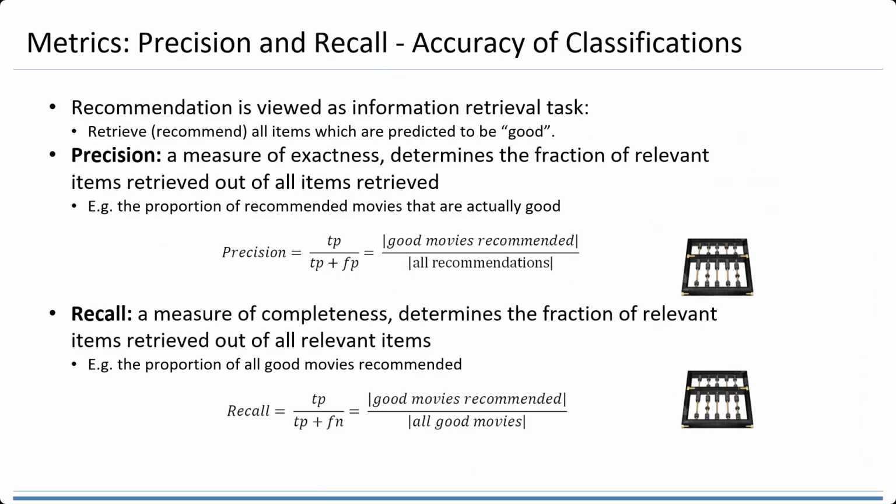TP divided by TP plus FP. So it's the number of good movies recommended divided by all recommendations. So we call TP plus FP all recommended items.